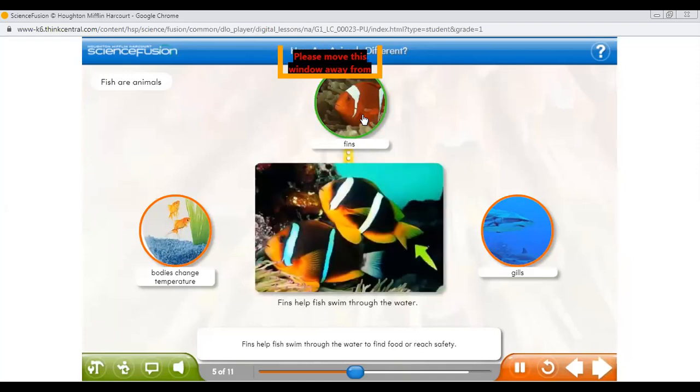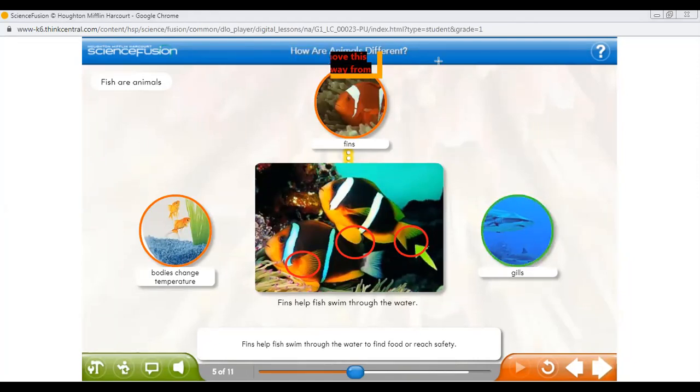Fins help fish swim through the water to find food or reach safety. So fishes, how do they swim in water? How do they balance themselves in water? They have fins. As you can see here in the picture, these are the fins of a fish which helps them to move in water. So fishes, they swim with the help of a fin or fins.